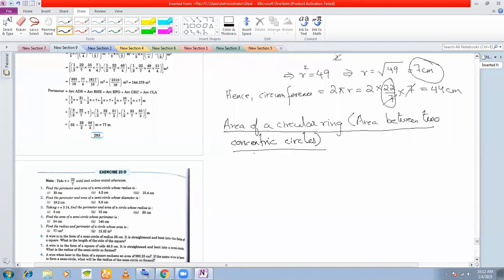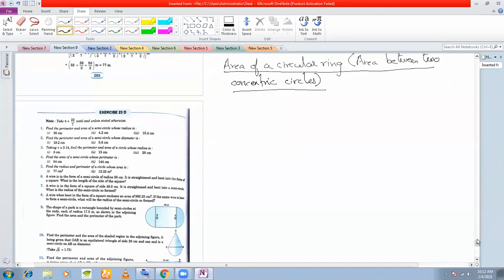Okay, area of a circular ring. Now what do you mean by area between concentric circles? What do you mean by concentric circles? See, this is what concentric circles means. You see these two circles? These two circles have the same center. That is why they are called concentric circles. In English, con means same. So concentric circles means having the same center. Such a circle is called a concentric circle.